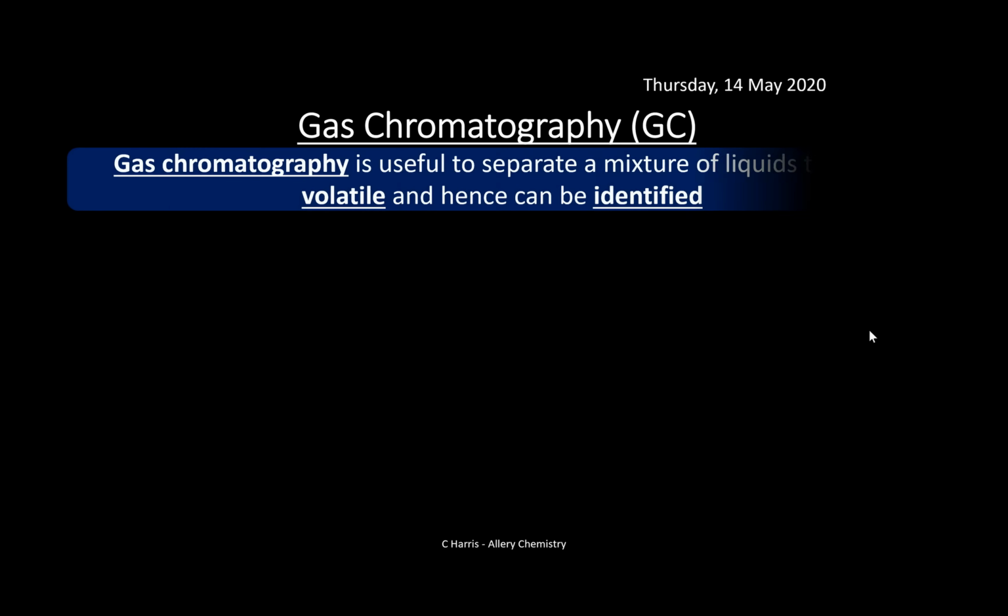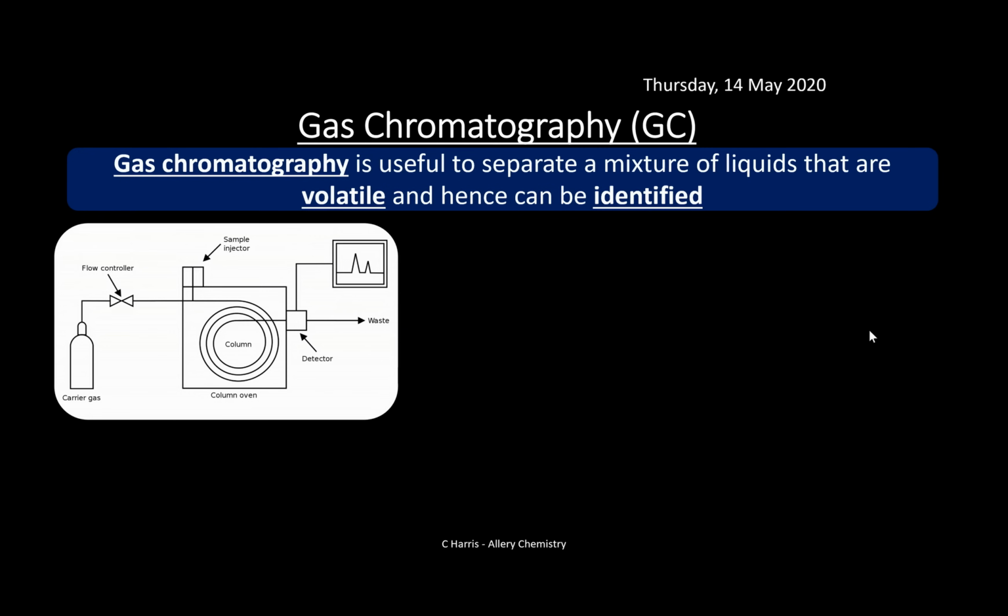Now, that's all well and good. However, you can't actually get hold of your sample once it's on the chromatogram. Once it's on the chromatography paper, we can't get that sample back again. So there is another method of chromatography where we can actually take our products that we've made, and we can actually use them or do something with them, so we can separate them out. Gas chromatography is a useful method to separate a mixture of liquids that are volatile, and hence these can actually be identified as well. So it's very good for volatile substances.